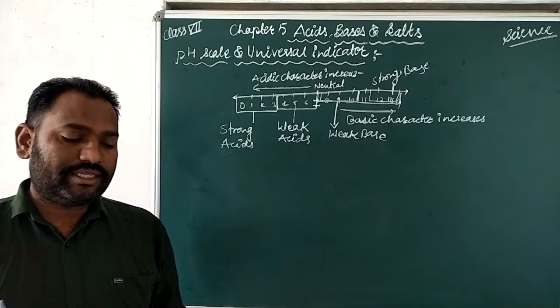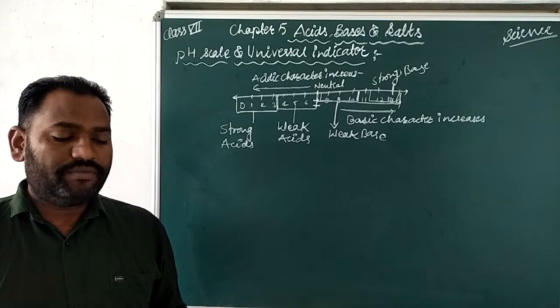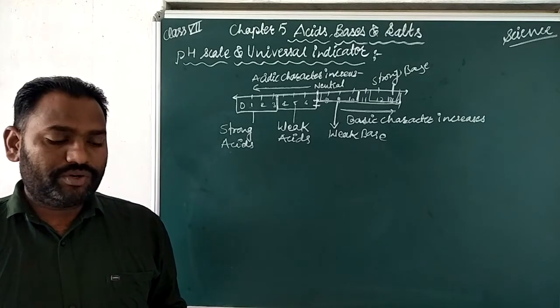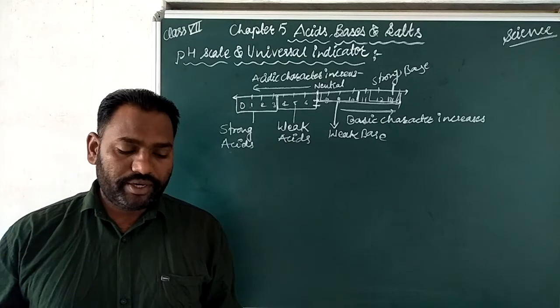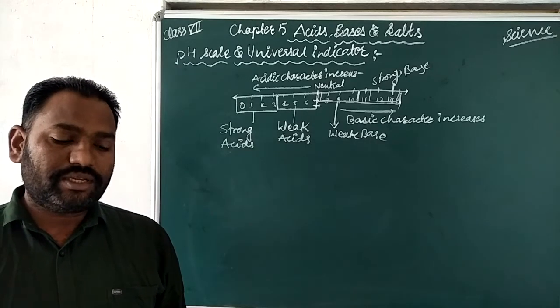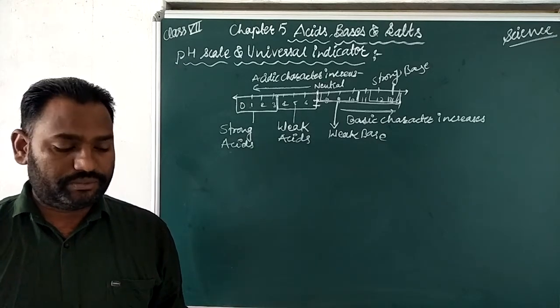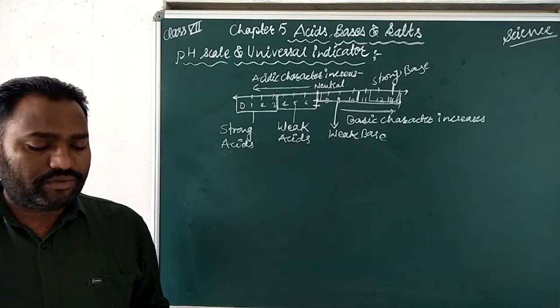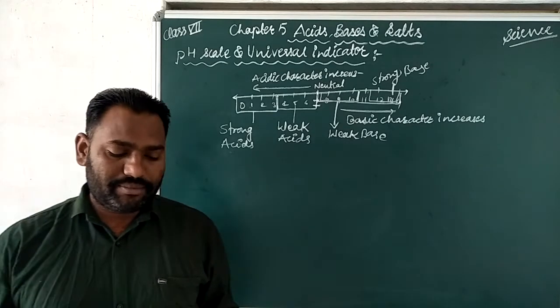Now the second one: universal indicator is a mixture of indicators, so chosen that it gives different colors for different pH values. Therefore, the actual strength of the acids and bases can be measured by it.